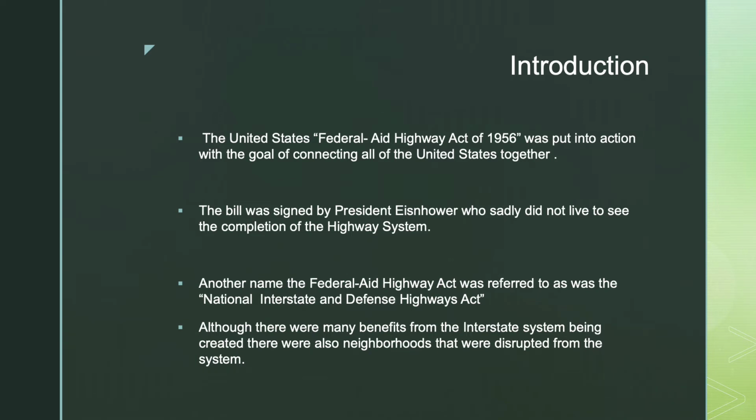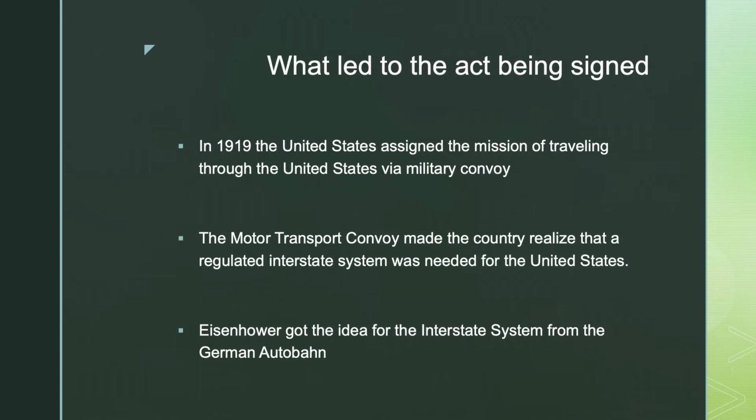In 1919, the United States assigned the mission of traveling through the United States via military convoy. The convoy's mission was to determine whether or not the roads were viable for military use in case of a hostile attack. The motor transport convoy made the country realize that a regulated interstate system was needed for the United States due to the fact that many of the roads were undrivable.